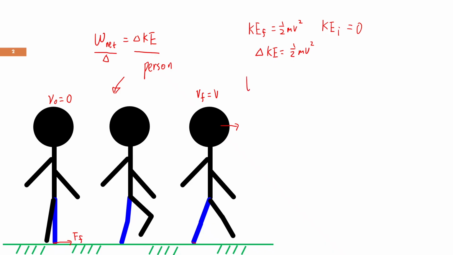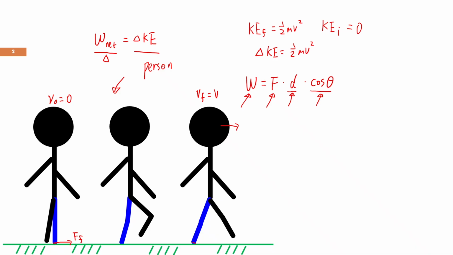We know that mechanical work equals force times displacement times cosine theta. In order to do work, not only should you apply a force, but the force application point should also have a displacement, and the angle between the force and the displacement also affects the work.